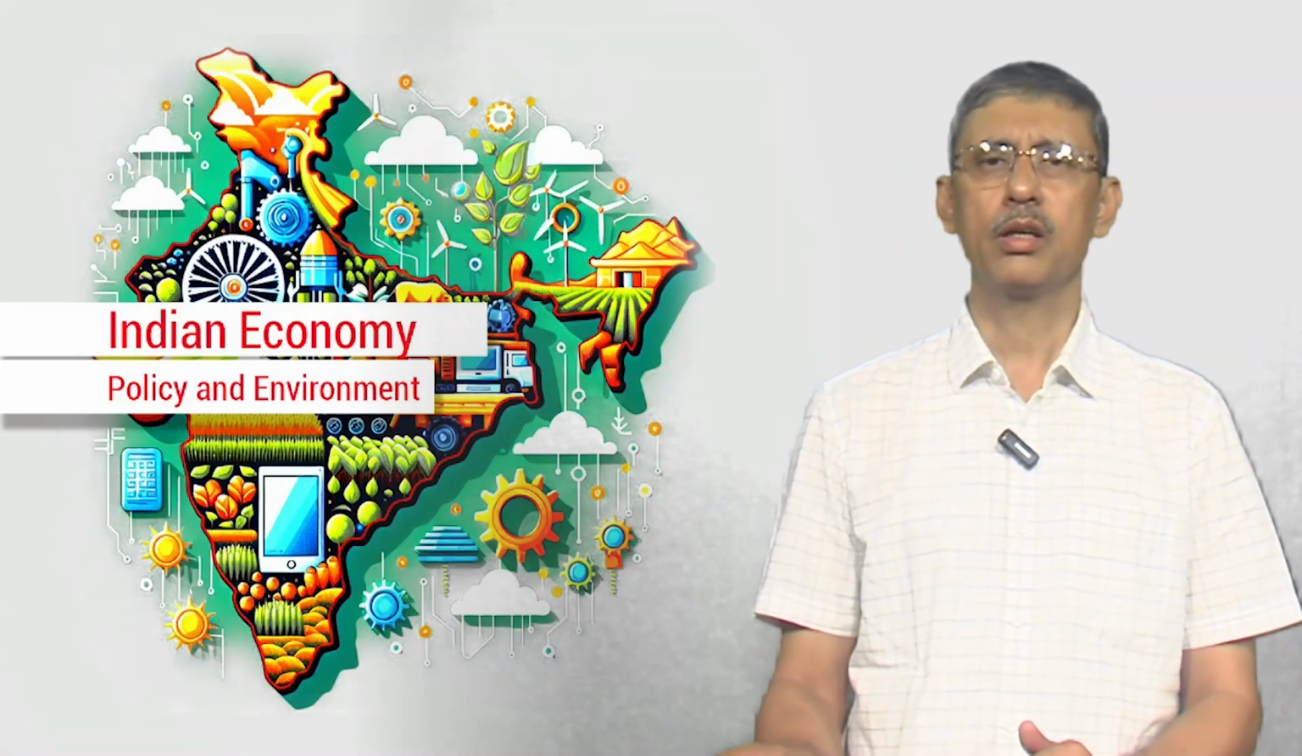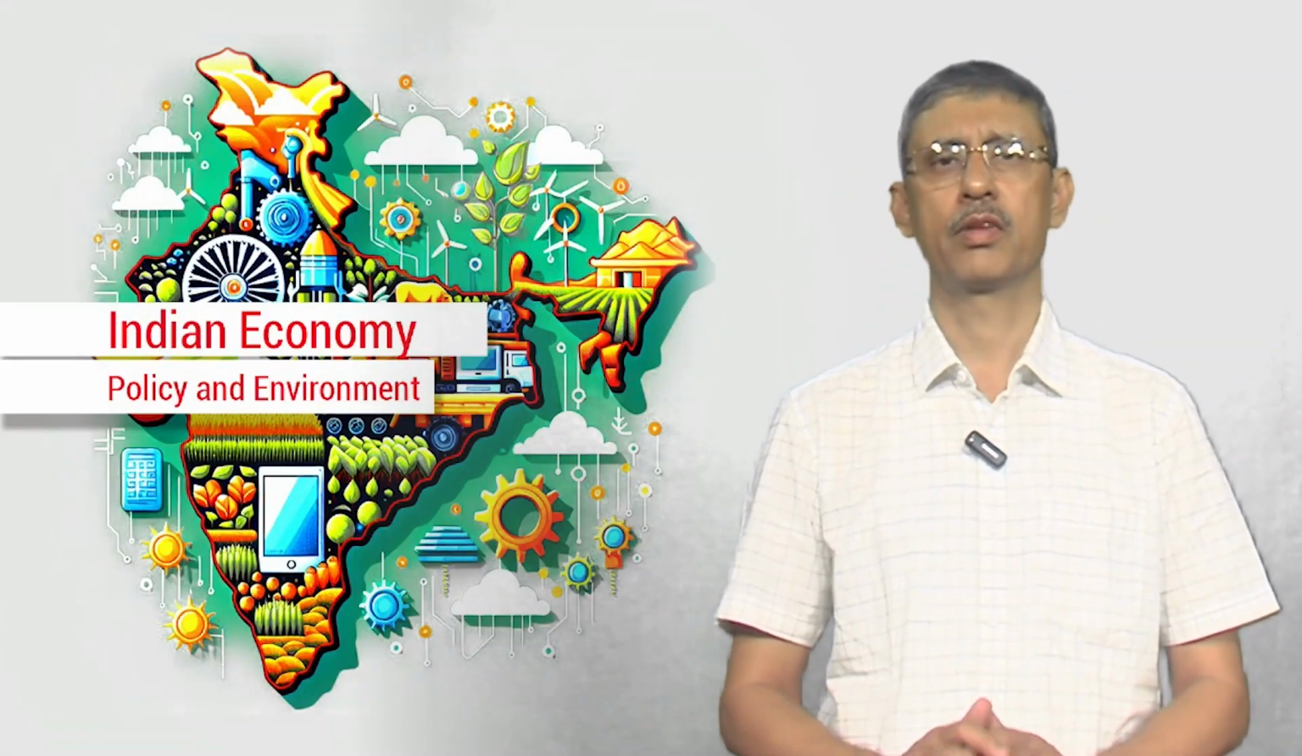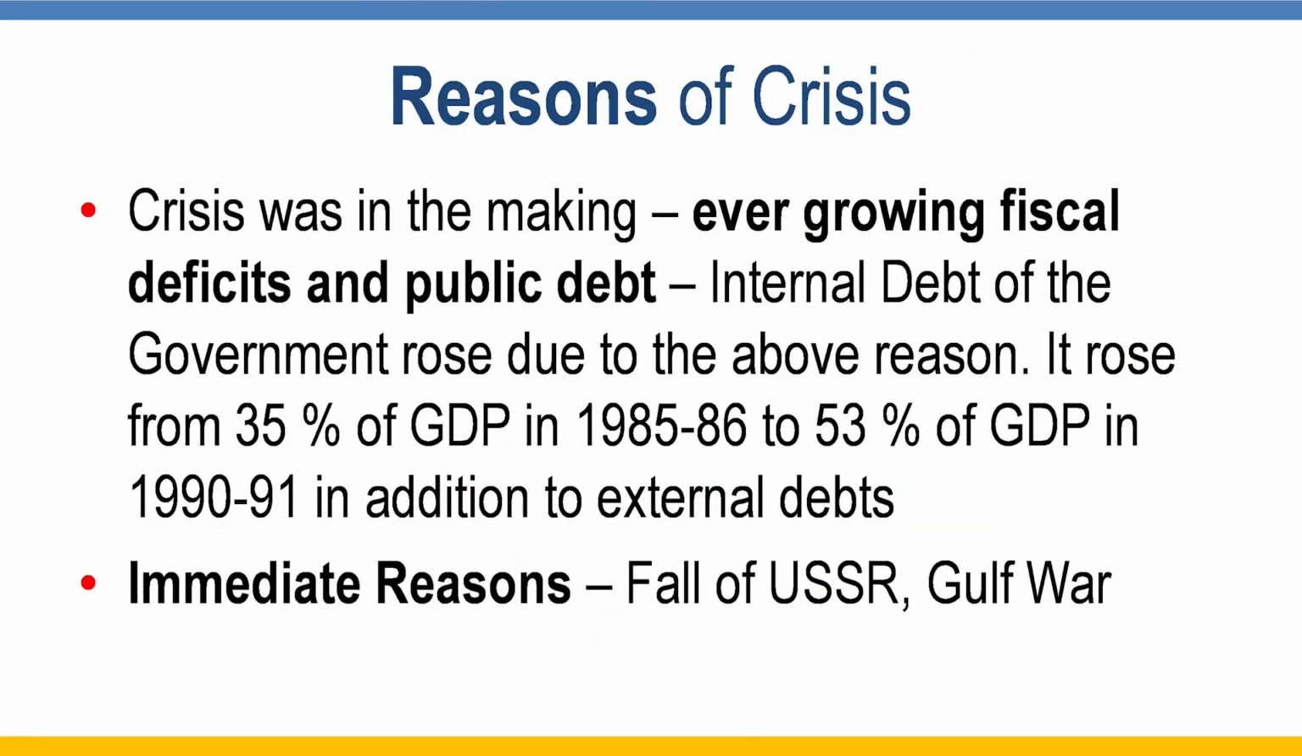Now, what could be the possible reasons for this crisis building up? The crisis was in the making. Many people argue that crises were growing because of growing fiscal deficit and public debt. Due to the kind of economy that we had, the way we managed our economy, the fiscal deficits as well as the public debt and the BOP crisis deepened.